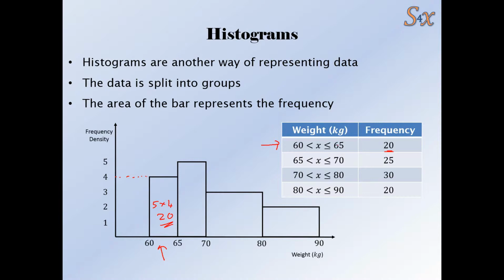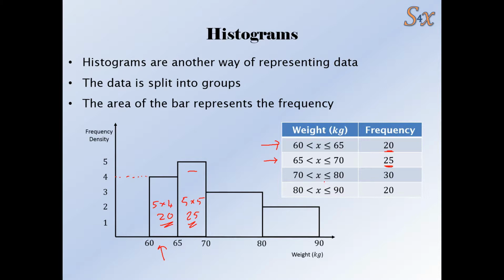If we have a look at the second group, just to show you again, the 65 to 70 category is this one here. The width of that is 5. The height of it is 5. That gives us a frequency of 25, which matches with the table. And you'll find the bottom two do as well. Have a go at that yourself and just check they do match.